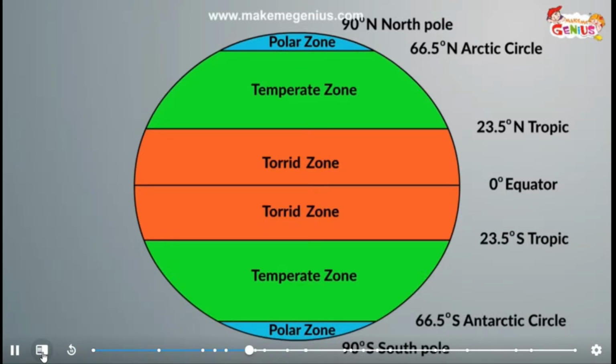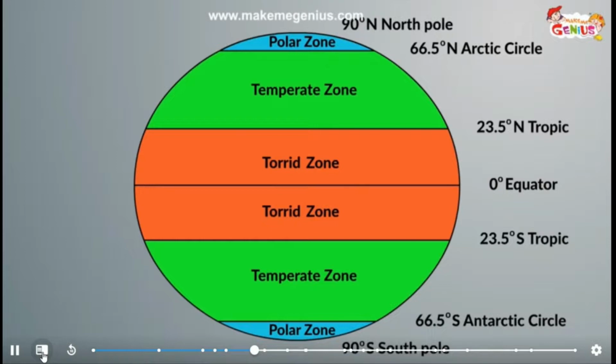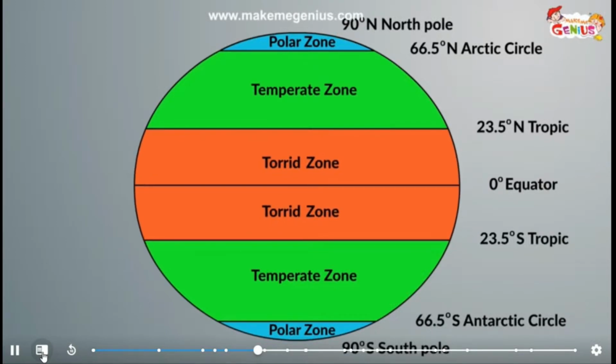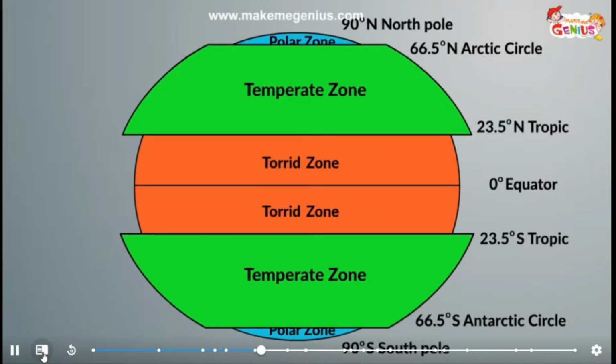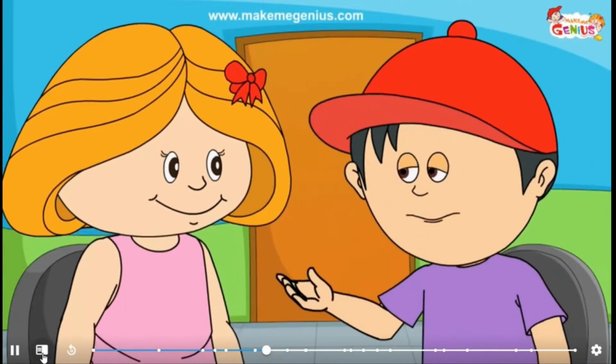I can see that. The area near the poles is known as the polar region, and the areas near the equator are known as the torrid regions. Correct. And areas between torrid and polar zones are known as temperate zones. Can you tell me more about these zones?